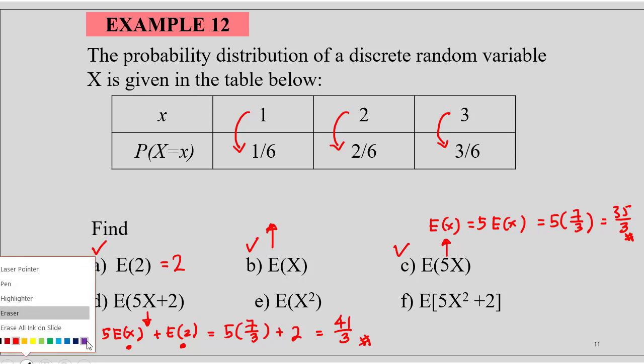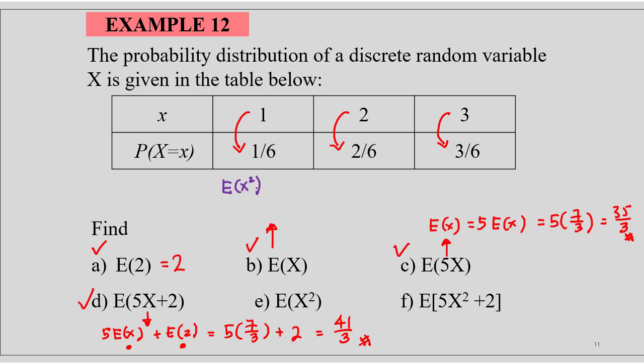So for X squared, we can use X squared. Obviously this one has to be squared, so you multiply them together. So 1 squared times 1 over 6. You can write it out. If you worry about careless mistakes, 2 squared times 1 over 6. Remember, the probability still remains the same. The square applies only to the variable X.